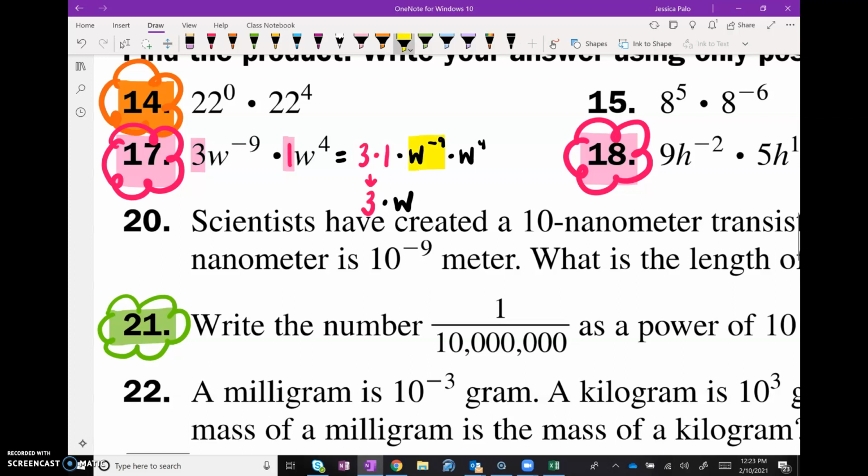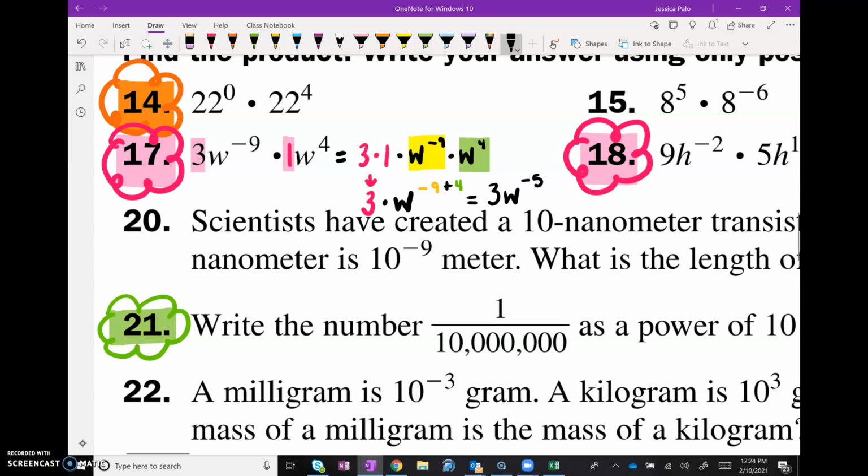to simplify our exponents. So we have w to the -9 and w to the 4, so that's going to become w to the -9th plus 4th power, which gives you a final answer of 3w to the -5th power. We need to come back to this problem when we review negative exponents, but for now, this is the answer that you should have.